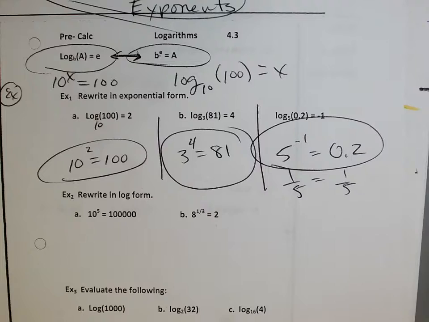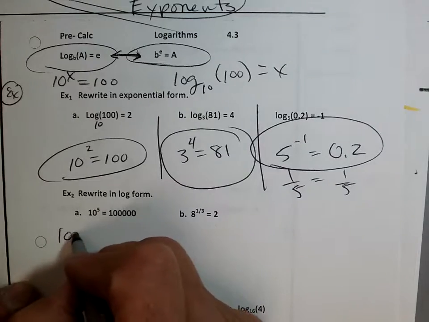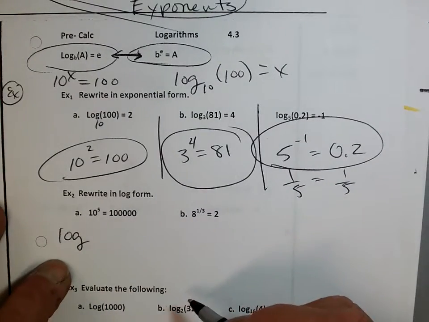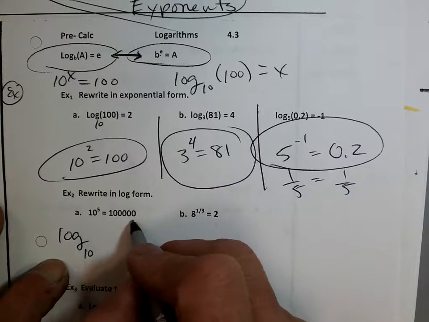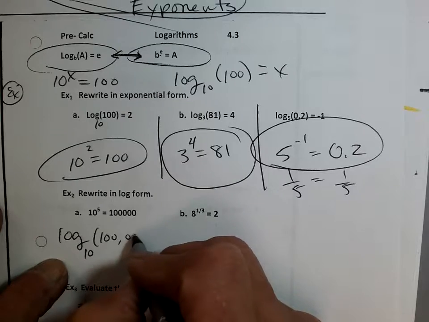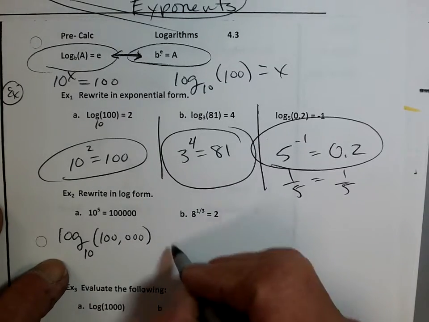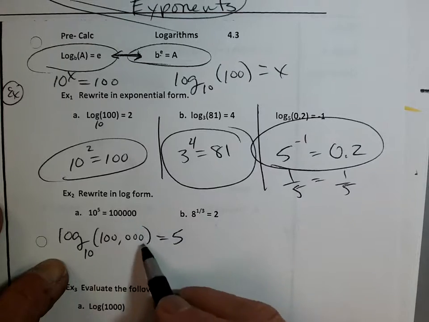Now rewrite in log form. So now we're going to change it from exponential to log. So I'm going to go log. What's my base? 10 of 100,000 equals 5, right? 1, 2, 3, 4, 5.